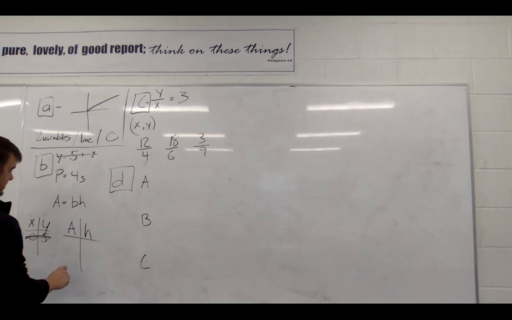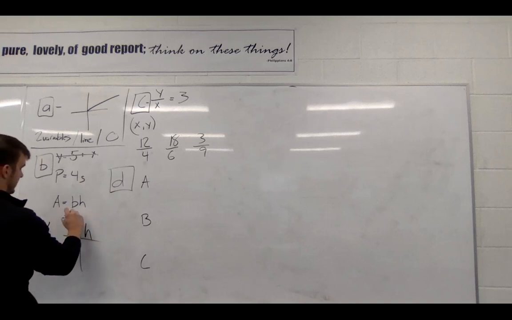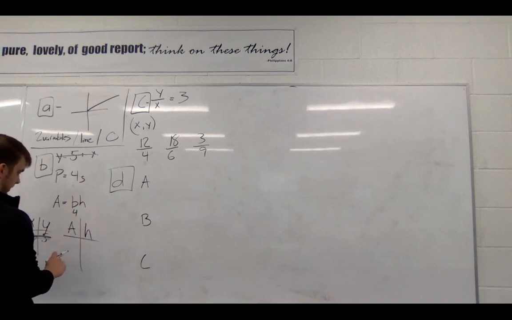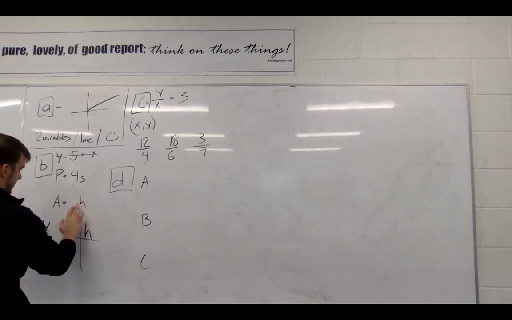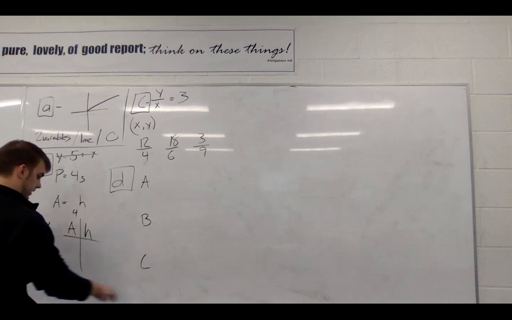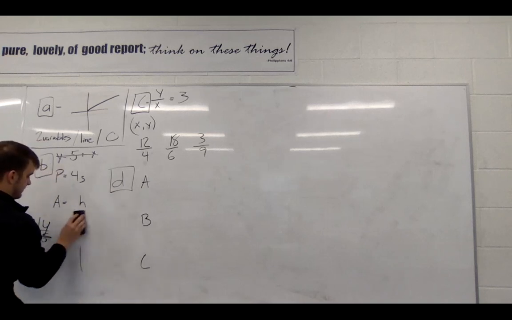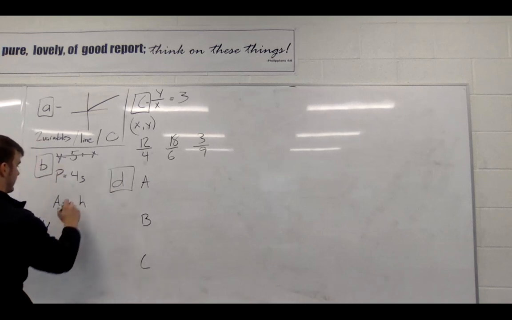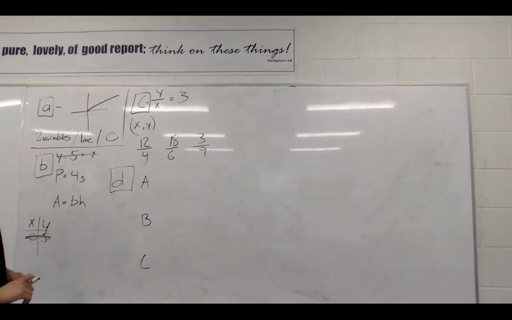So if the height... let's just throw a number in here for the base. Let's say the base is always going to be 4. So let me just eliminate that. Actually, no. That worked out quite well the way it was. Remember the answer for A? How many variables are there? There's two variables. How many variables are here?